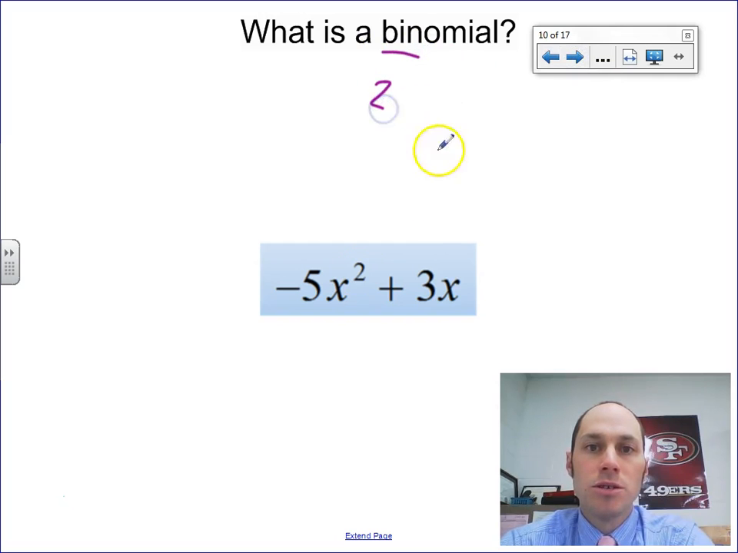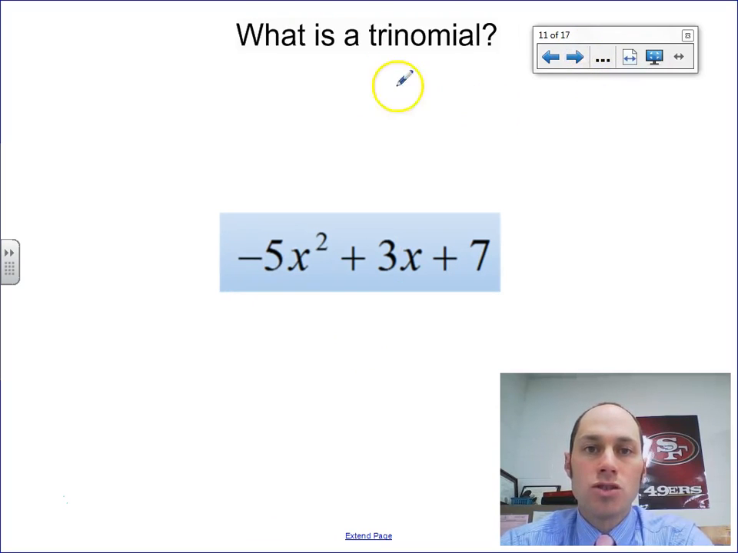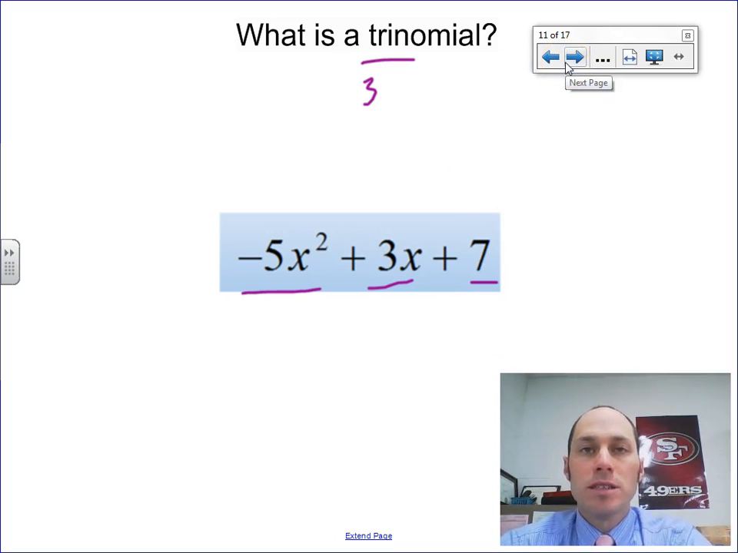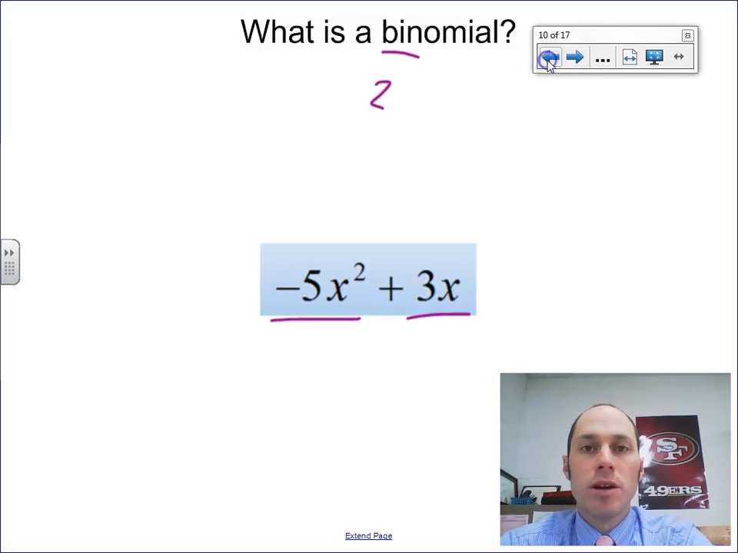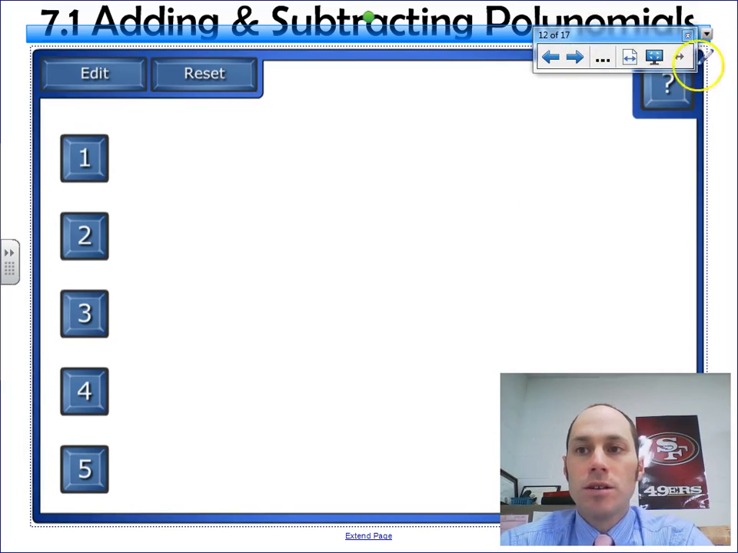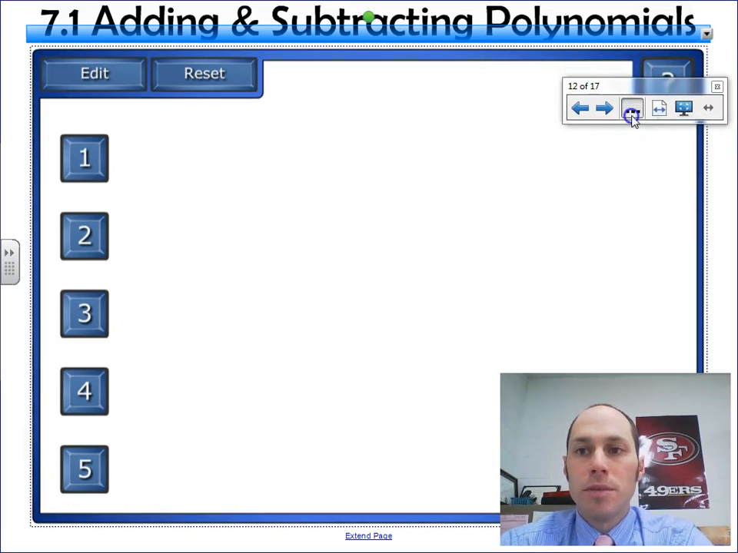Binomial, bi means two. We have two terms being added and subtracted together. And a trinomial, tri, like your tricycle, is three terms. So we have three separate terms being added together. And so as we talk about polynomials, we'll talk about combinations of monomials, binomials, and trinomials. So let's get some of that terminology down a little better now.